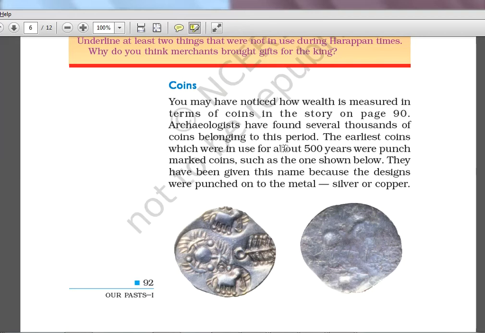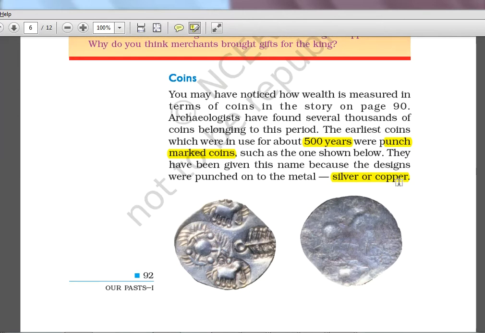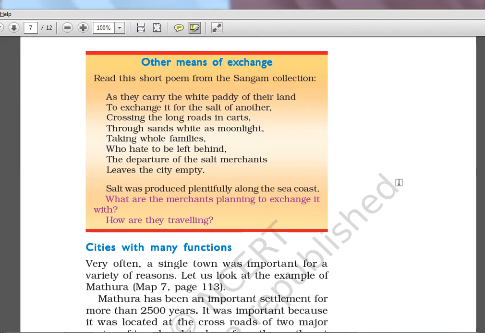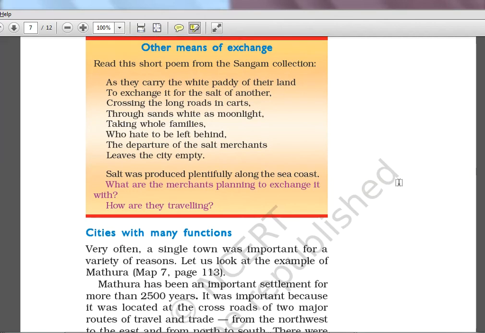So the earliest coins we used were about 500 BCE and were punch marked coins. I have showed you in the previous chapter also, and they were made of silver or copper. Initial punch marked coins were made of silver or copper. Later we learned gold coins and all. Like Kushanas were the ones who issued the maximum gold coins. Guptas had a lot of gold coins. I think Guptas were the first. I don't remember, but we'll see.